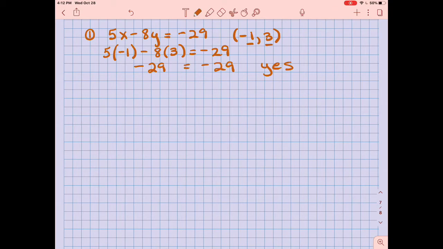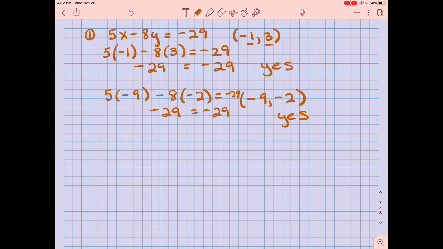The next thing I have is -9 and -2, and so I'm going to plug that in as well. 5 times -9 instead of x minus 8 times -2. Does that equal -29? So I'm going to plug it in my calculator. 5 times -9 minus 8 times -2. And that also makes -29, and so I'm going to put yes.